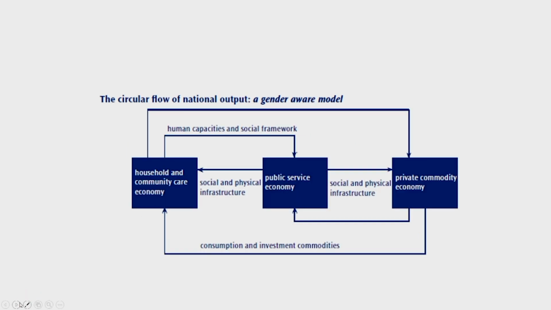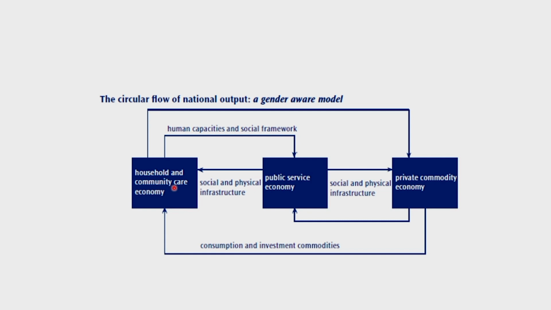Let us have a look at a gender aware model here. In this, you would see that the household and community care economy has been introduced. The private sector or the firm has been replaced with the private commodity economy. Government has been replaced with the public service economy, and the household has been replaced with what is called the household and community care economy.